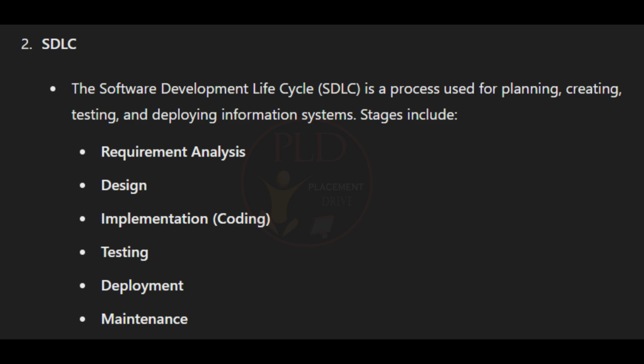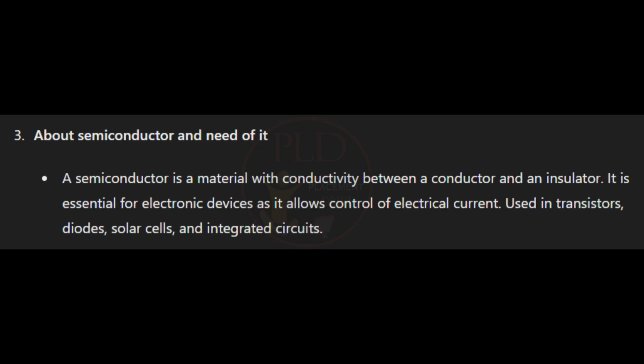And the third question is about semiconductors and the need for them. A semiconductor is a material with conductivity between a conductor and an insulator. It is essential for electronic devices as it allows the control of electrical current, and it is used in transistors, diodes, solar cells and integrated circuits.